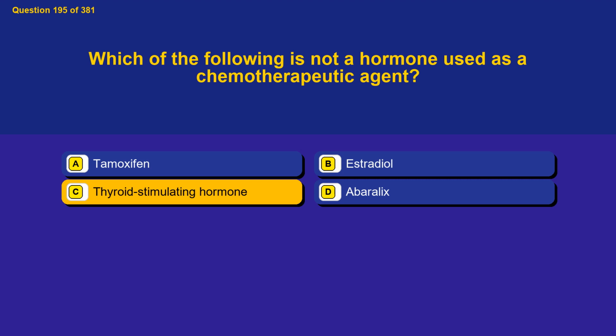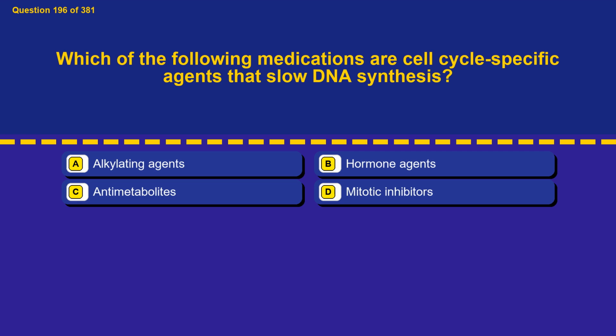The correct answer is option C, thyroid stimulating hormone. Question 196. Which of the following medications are cell cycle specific agents that slow DNA synthesis? Option A, alkylating agents. Option B, hormone agents. Option C, antimetabolites. Option D, mitotic inhibitors.